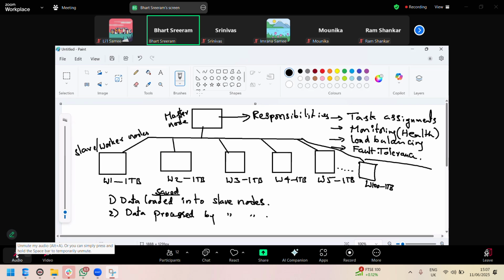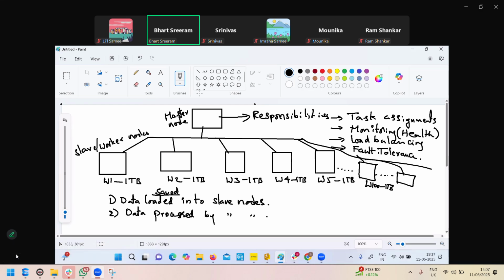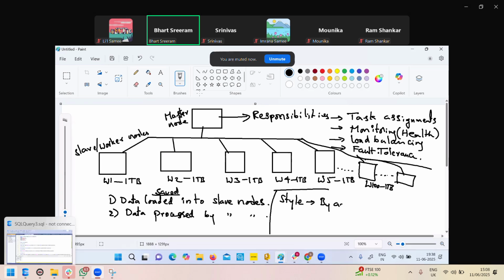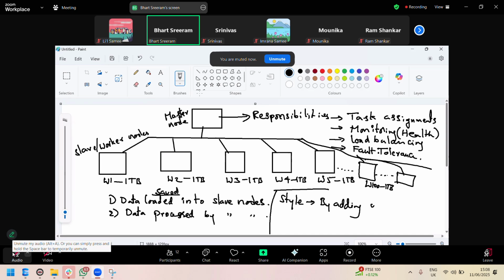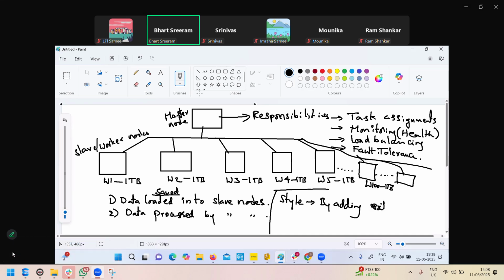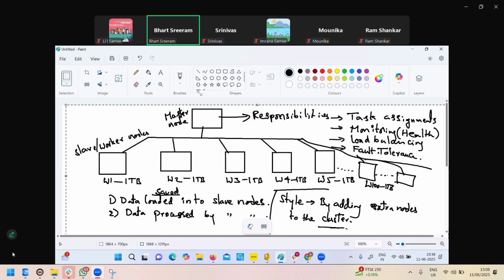Again after 2 years, 100 TB also got filled. No problem, I will keep on adding. So how is scaling possible, what is the style? By adding extra nodes to the same cluster. You are not going to create a different cluster. Into the same cluster you are adding. Got it. So finally high capacity is possible.